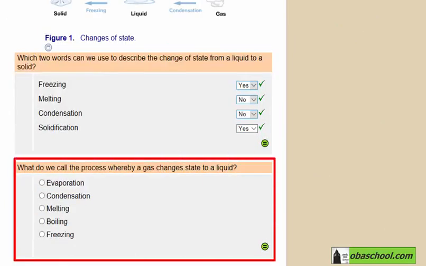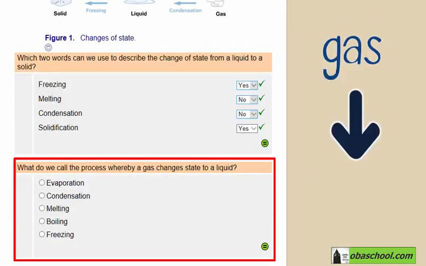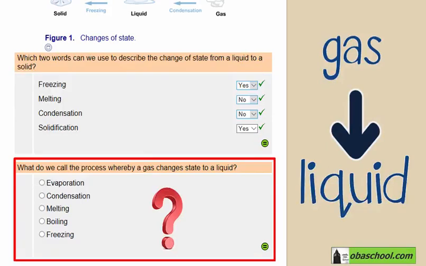What do we call the process whereby a gas changes state to a liquid? Is this evaporation, condensation, melting, boiling, or freezing? So we are moving from gas to liquid. And yes, this is condensation.